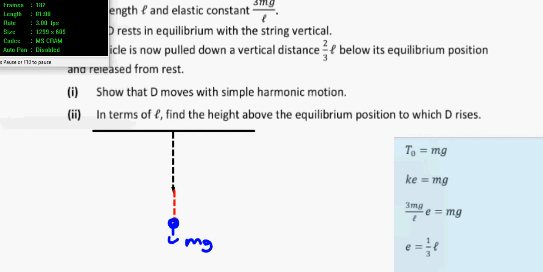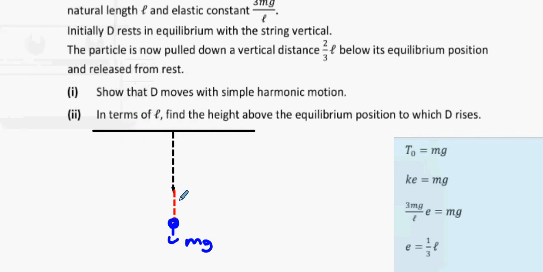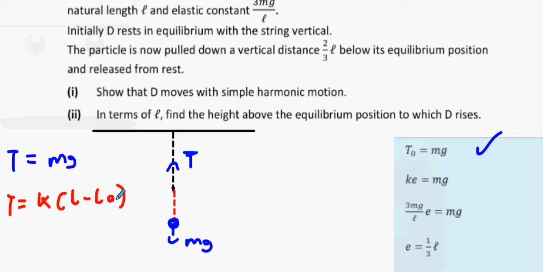So at the very beginning, the string is stretched slightly and the forces are balanced. So T upwards equals mg going downwards. And that's the first part of our marking scheme. Now, next part of our marking scheme is figuring out how to get the tension. And tension is k times L minus L0. Is that okay with you guys?